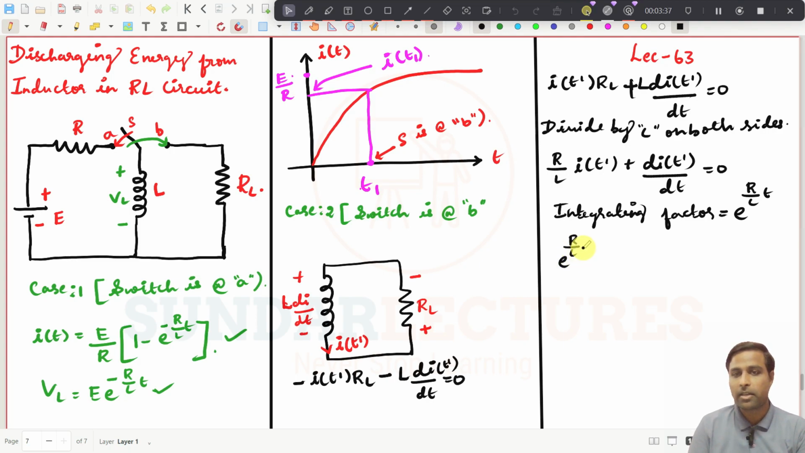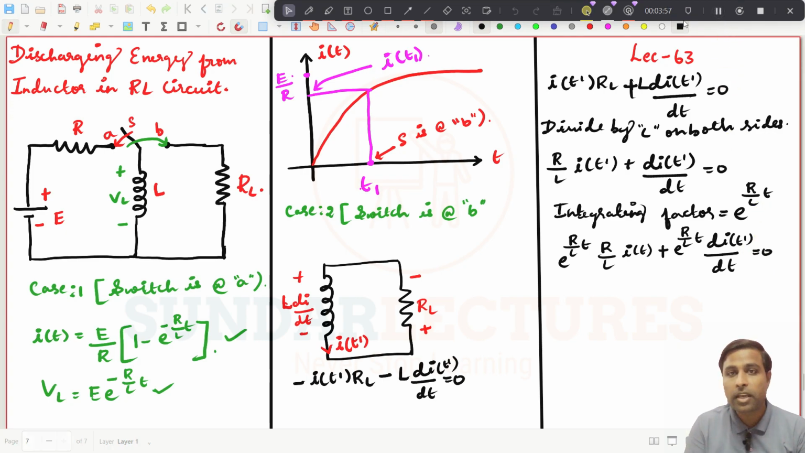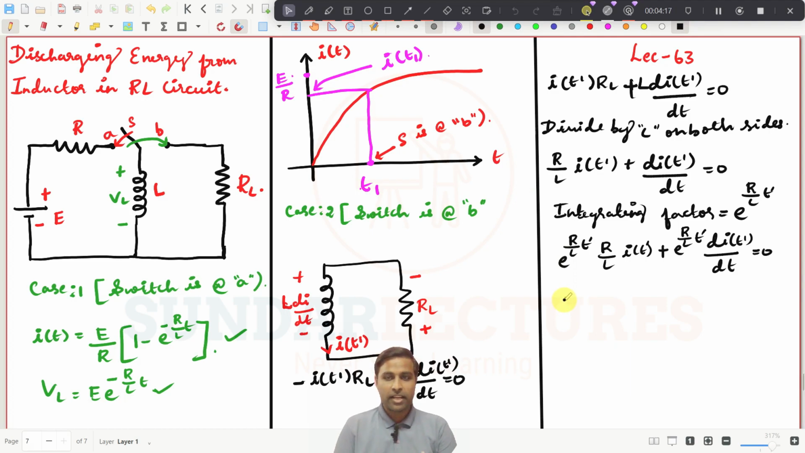So it will be e power R by L into t times R by L i(t), plus here I will get e power R by L into t times di(t')/dt, right? So this should be equal to 0. Oh, here also you put dash because for the integrating factor we are considering it to be i dash, right? Now you see, compare these two expressions. It is nothing but UV, right? So this can be written as d by dt of e power R by L into t' times i(t'), and that should be equal to 0.